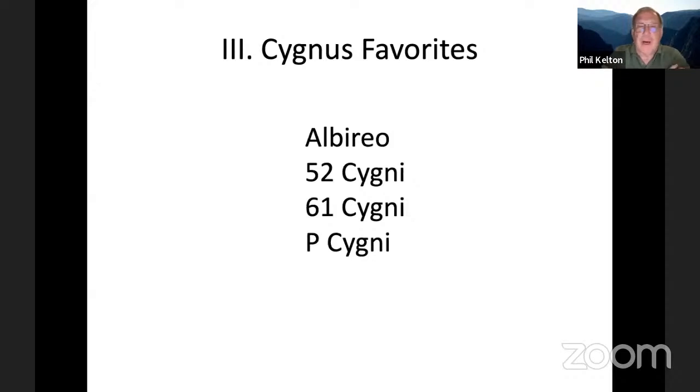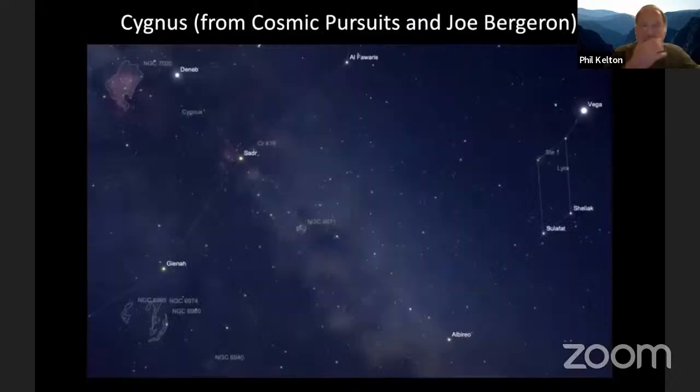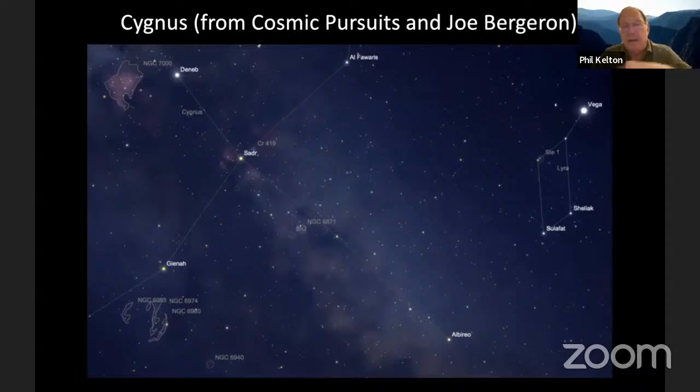It, of course, is obvious why Albireo is on the list. And maybe some of you recognize the others. We'll see. Okay, so here's a nice visualization of Cygnus from Cosmic Pursuits. So in the upper left is Deneb. You see the Northern Cross going from the upper left to the lower right where Albireo is located. So you see not only the Northern Cross, you see the swan, Deneb's the tail, Albireo's the head as it flies down the Milky Way toward the center of the galaxy.